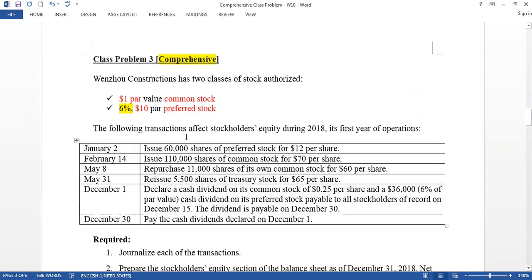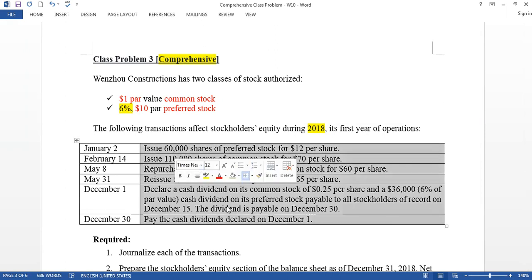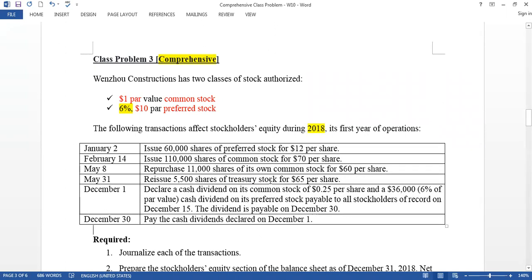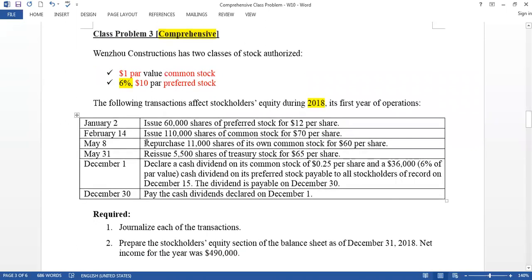Now let's see, the following transactions affect stockholders' equity during 2018. So the following transactions are going to affect the stockholders' equity. That means some transactions will increase the stockholders' equity, and some will decrease it. You know that, can you remember? The stockholders' equity is sometimes plus, sometimes minus, right? Because of this kind of transaction. So what are they? First one, January 2nd.